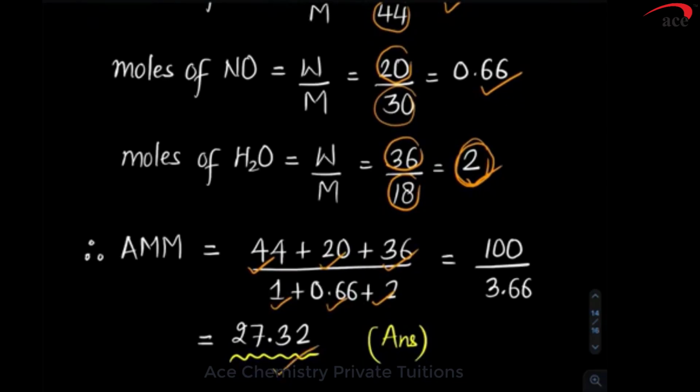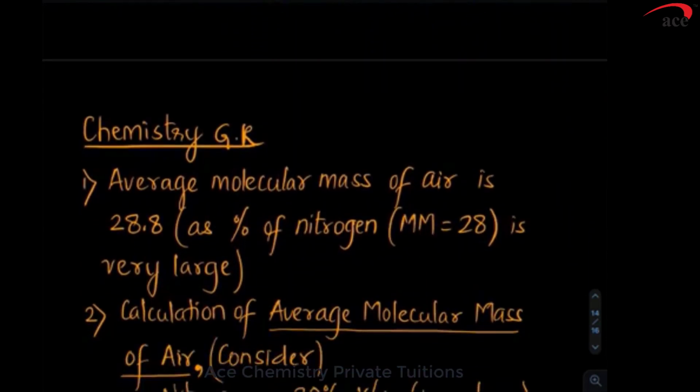If you add, it comes to 27.32. The answer lies between the two extreme values: water, which is one of the components with molecular mass 18, and carbon dioxide with molecular mass 44. The answer should lie between the two values. This is how average molecular mass can be calculated.